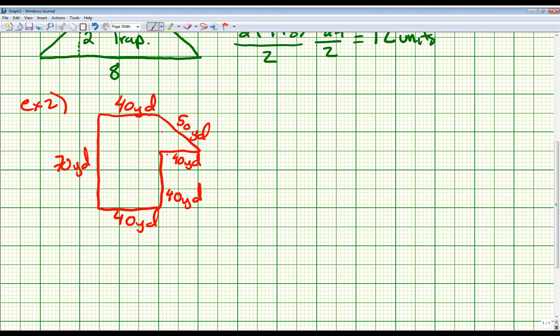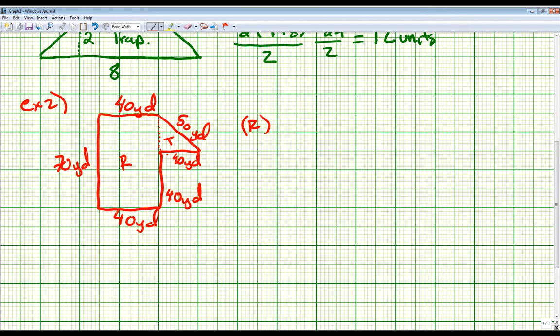So if I were trying to find the area of this composite figure, I might want to chop this into a triangle chunk right here. And then this would be my rectangle piece. So that might be the way that I would want to solve it. So if I do it this way, I've got a rectangle and a triangle. I'm going to start with my rectangle here.